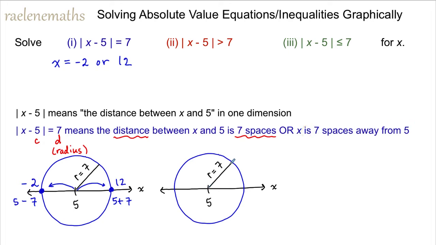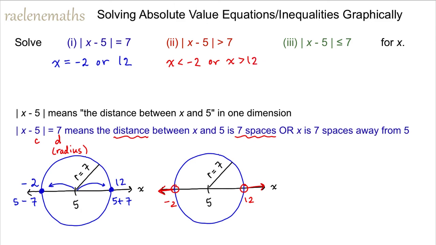So to be more than the radius away from the 5 means to be outside the circle. But we also need x to be on the x-axis because we have distance in one dimension when we have absolute value. And so x is going to be any point that's outside the circle on the x-axis. We don't include the endpoint values of 12 because we are not asking that x is equal to a distance of 7 away from the center. So we exclude the endpoint values of negative 2 or 12, and we get a solution that says x is less than negative 2 or x is greater than 12.